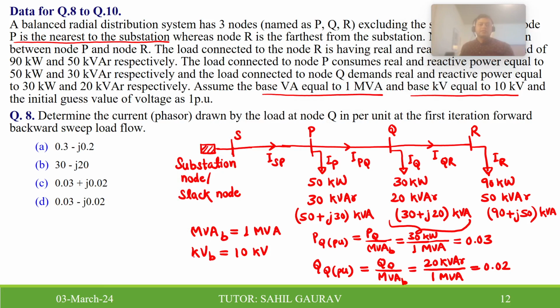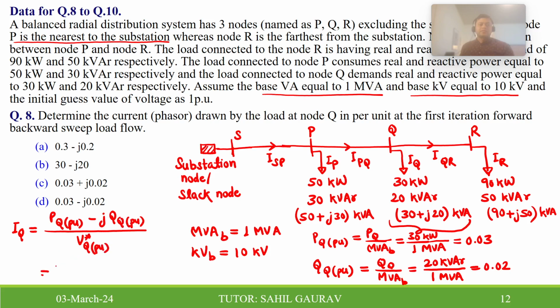So we have found the power in per unit value and then we use this expression. We know the current expression for load current IQ will become PQ per unit minus J QQ per unit divided by VQ star, the conjugate, per unit.